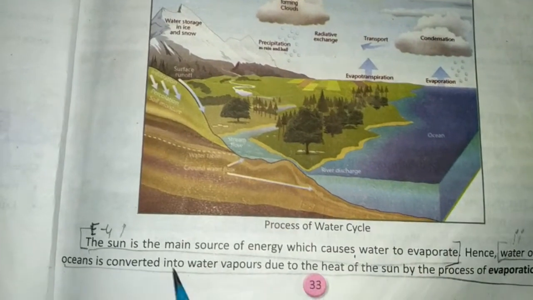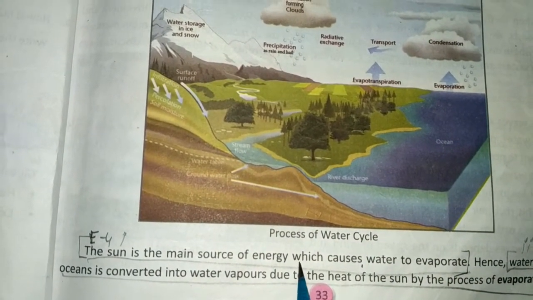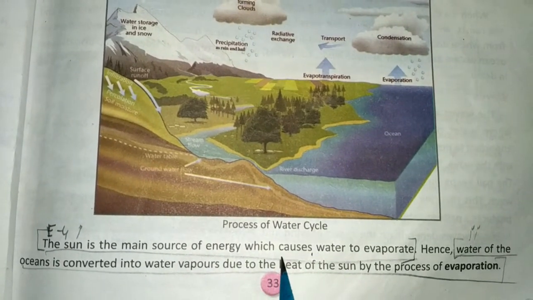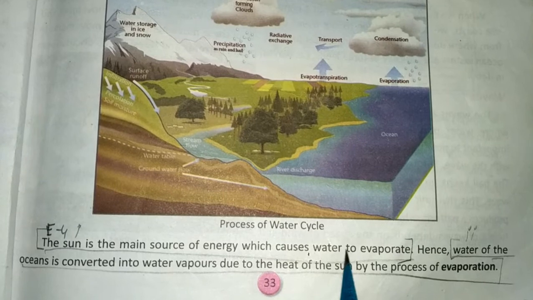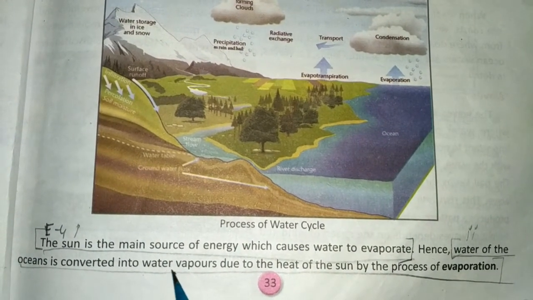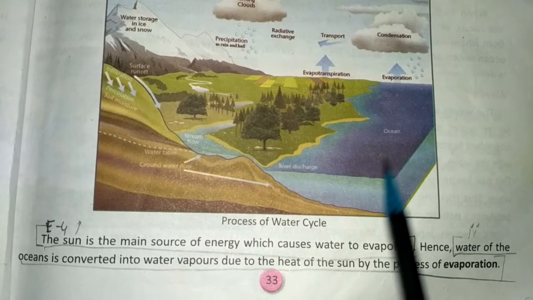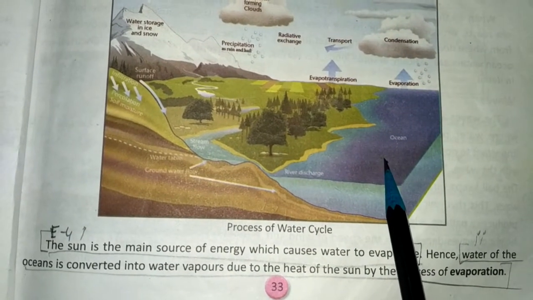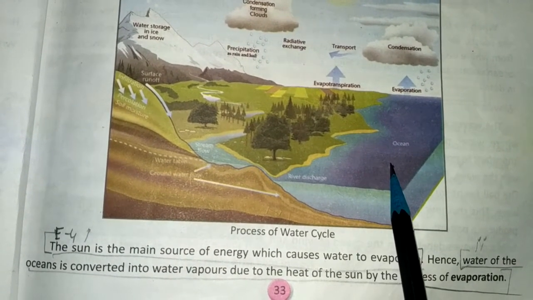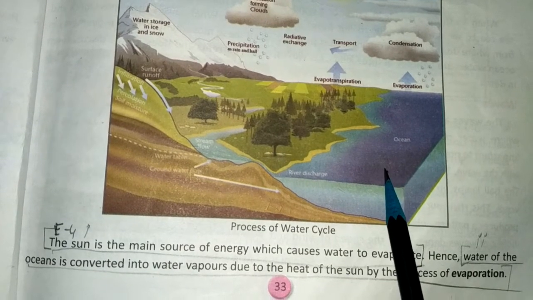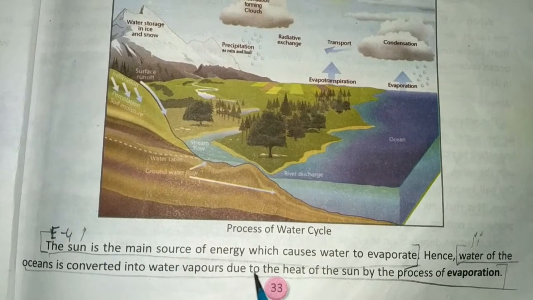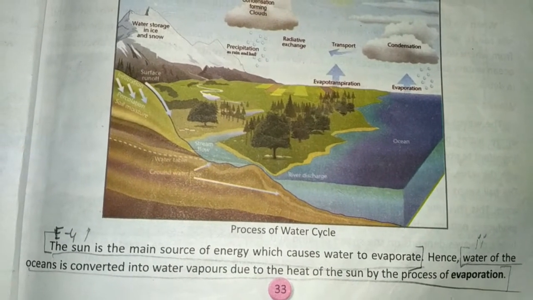Next we have the sun as the main source of energy, as we have discussed, and we know very well the process of water cycle, and you have read in the previous chapter as well, which causes water to evaporate. Hence, water of the ocean is converted into water vapors. Saline water, salt water, we have in the ocean, and saline water evaporates very fast, because it can evaporate very fastly. Water vapors form due to the heat of the sun by the process of evaporation.